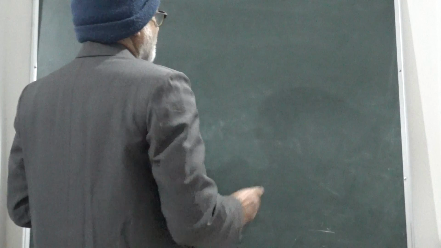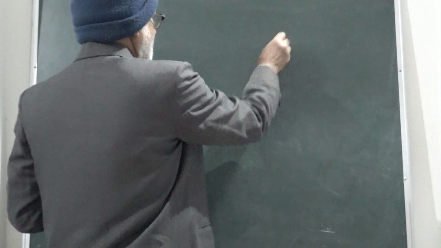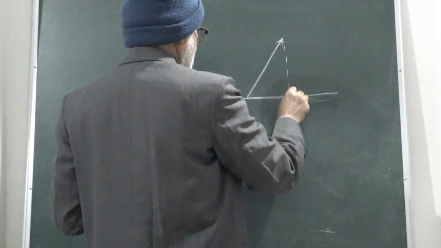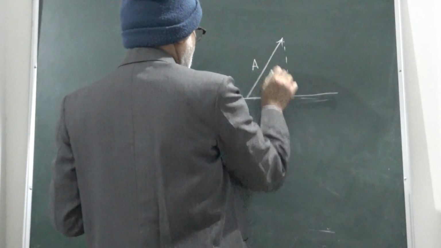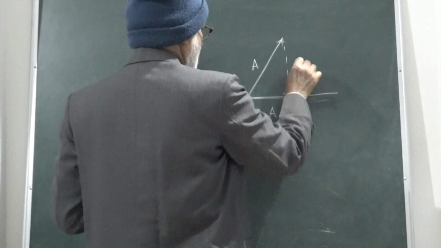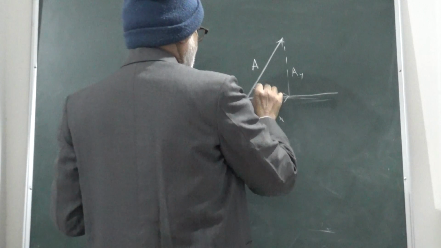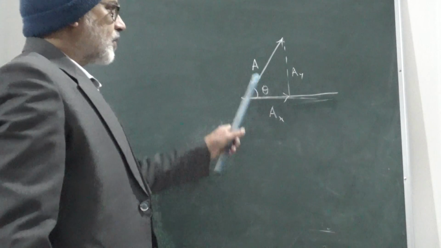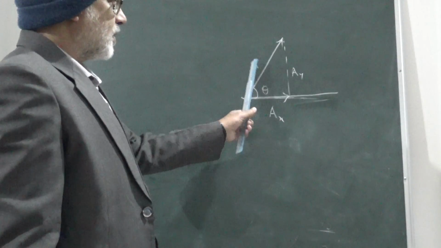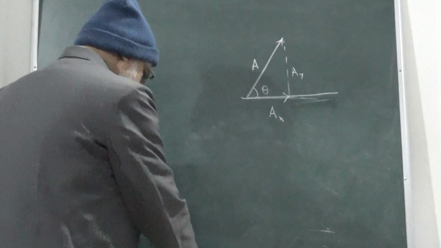Now today, suppose we have two vectors. Suppose we have vector A and this is your x axis. You want to resolve this into rectangular components. One of the components is, say, along x axis. So this is A, this is AX and this will be AY. If this makes an angle theta, then AX will be equal to A cos theta and AY must be equal to A sin theta.